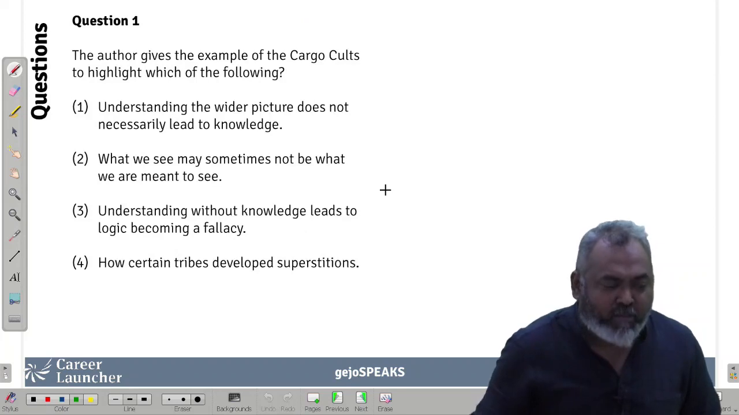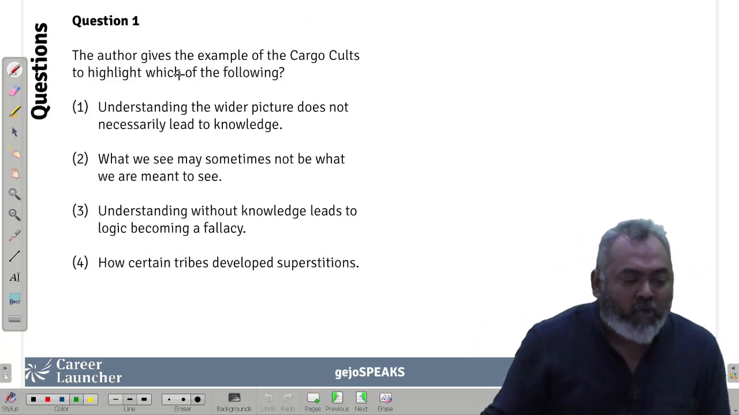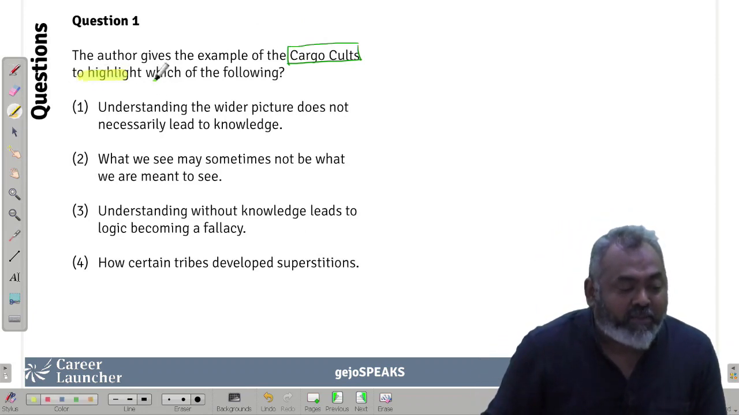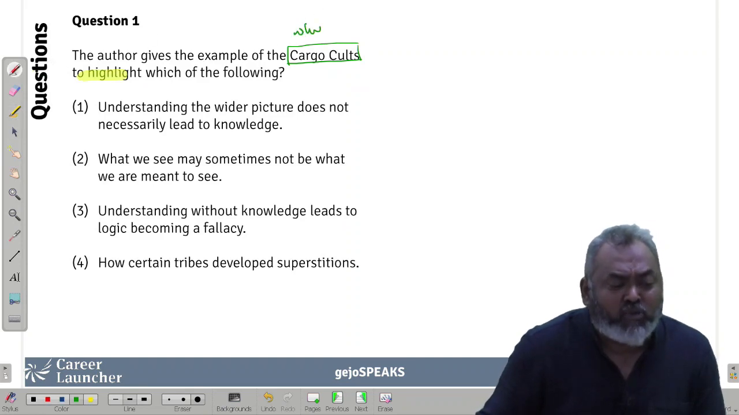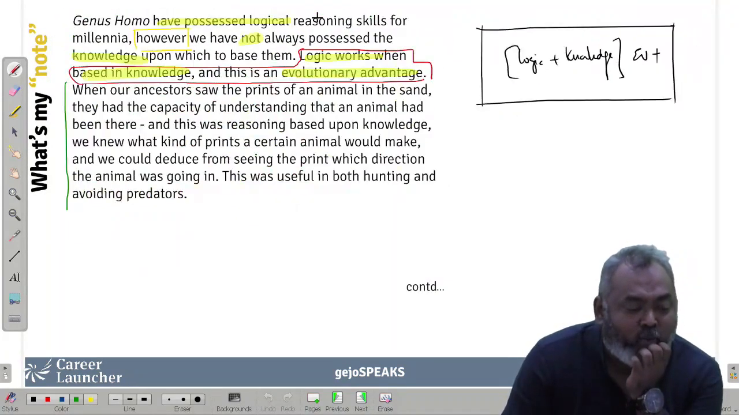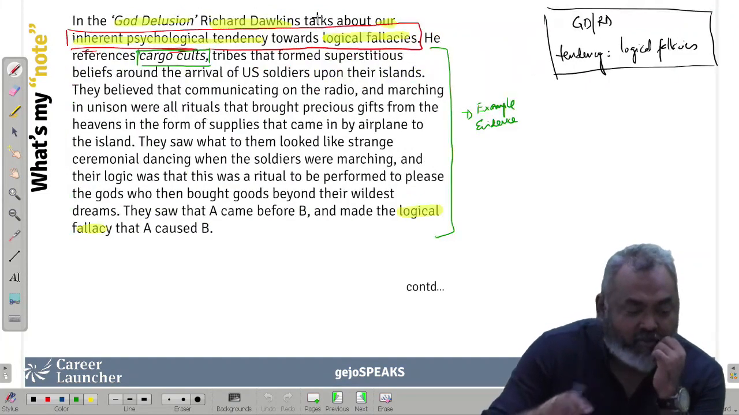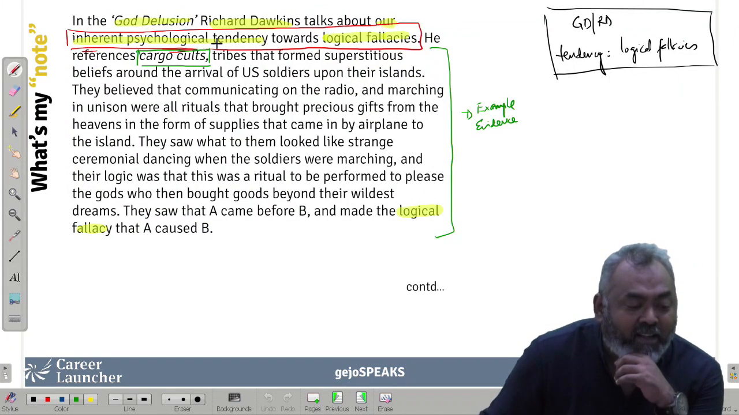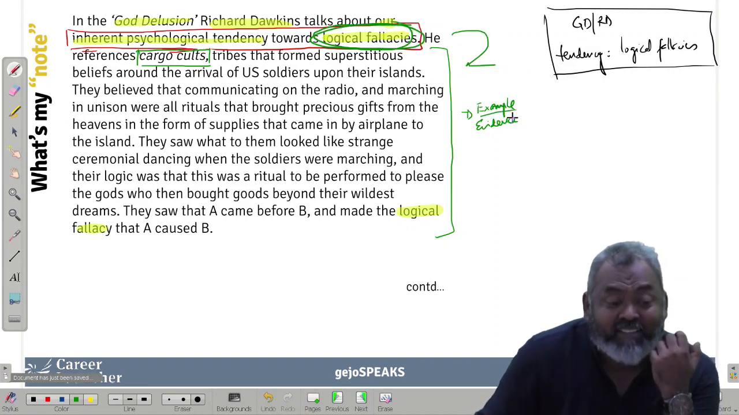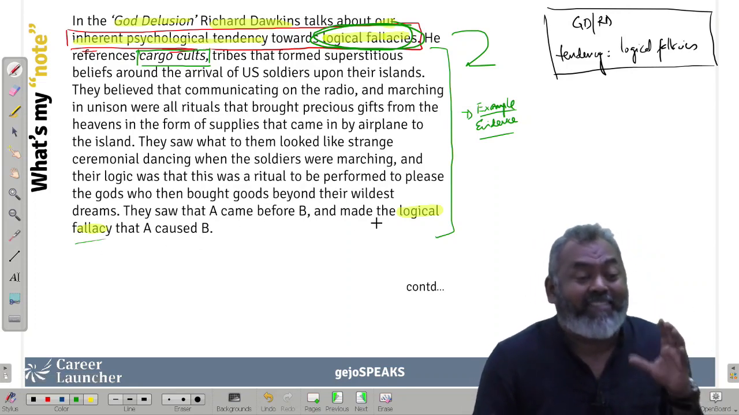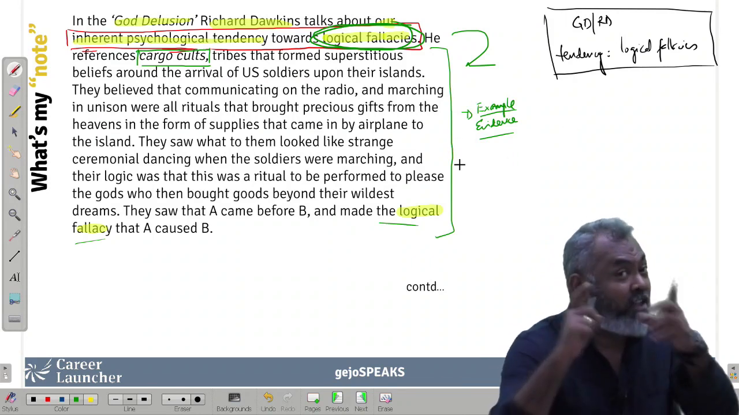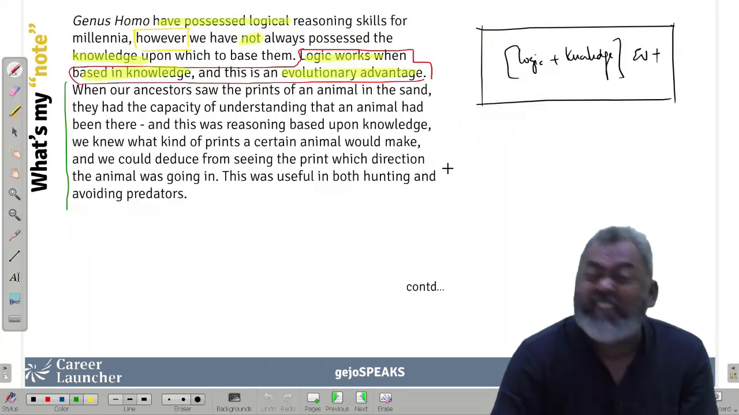So let's look at, for example, question number 1. We'll do 3 questions. The author gives an example of cargo cults, to highlight which one of the following. The question is why cargo cults? Now I know it is in paragraph number 1, so I'll go back and look at paragraph number 1. He started by saying that we have a psychological tendency towards logical fallacies, and he has used cargo cults as an example to say that we make logical flaws. That's why he brought in cargo cults. Cargo cults was an example justifying the claim that we have a tendency toward logical fallacy, and that should be the answer.